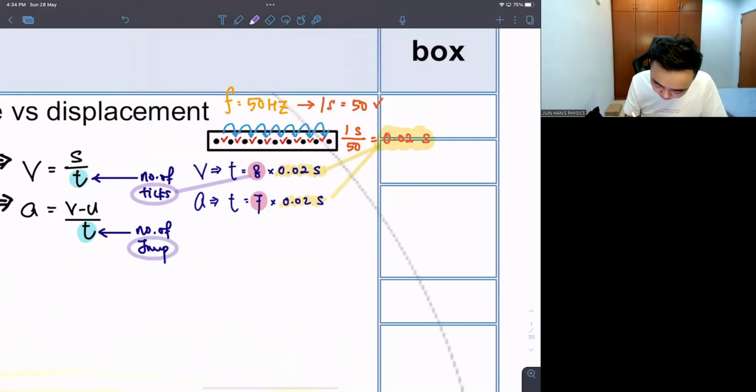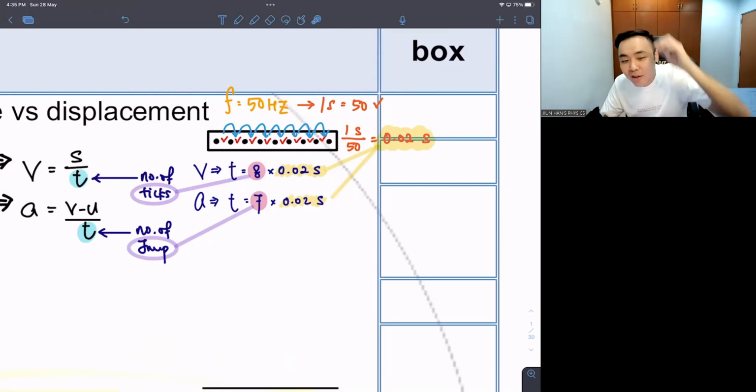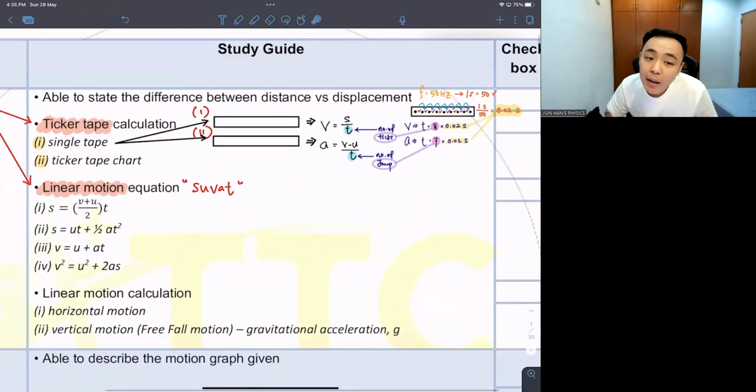Acceleration, you calculate the number of jumps. Now, I know you say, hey, this one minus 1 is the jump. Can I do that every single time? No. You just count the jumps. You don't have to say, do I do 8 minus 1, 7 minus 1? Please don't. Very dangerous one. Later, I'll show you questions. You know it doesn't work. You cannot just calculate ticks and minus 1. No such thing. Ticker tape is for you to measure velocity.